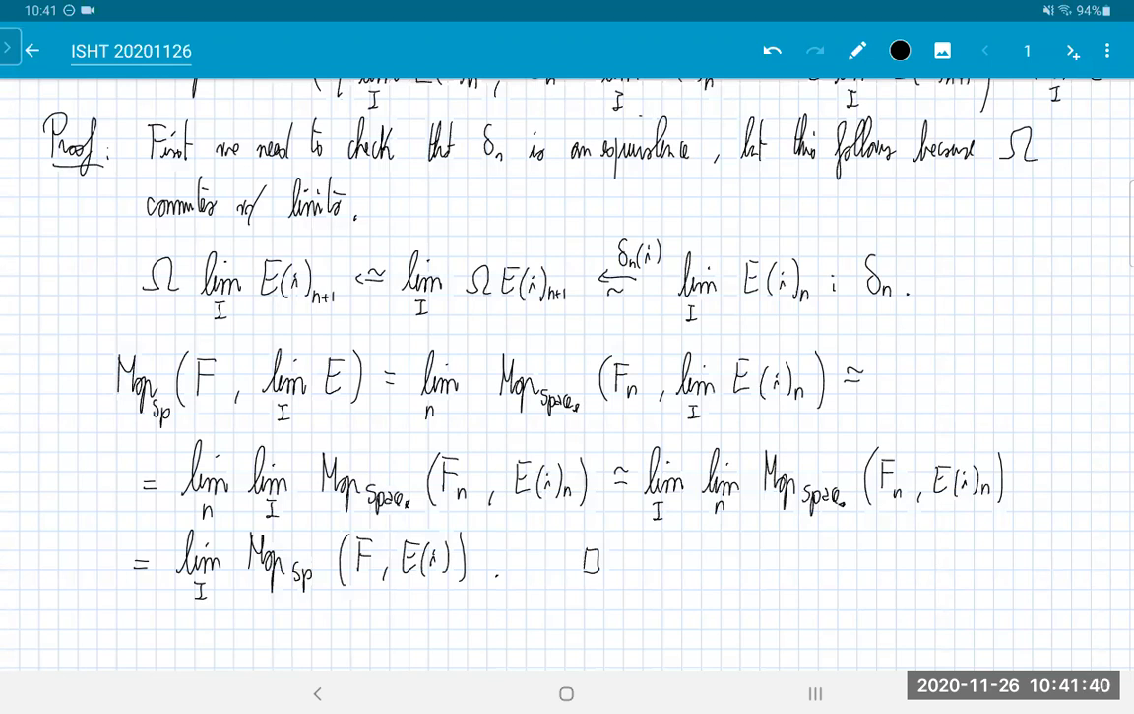Other questions about this? And then I'm going to claim that the same is true for filtered colimits. The same is not true for arbitrary colimits. We'll see a counterexample in half an hour, I think, where colimits are not computed levelwise. But it is true for filtered colimits.